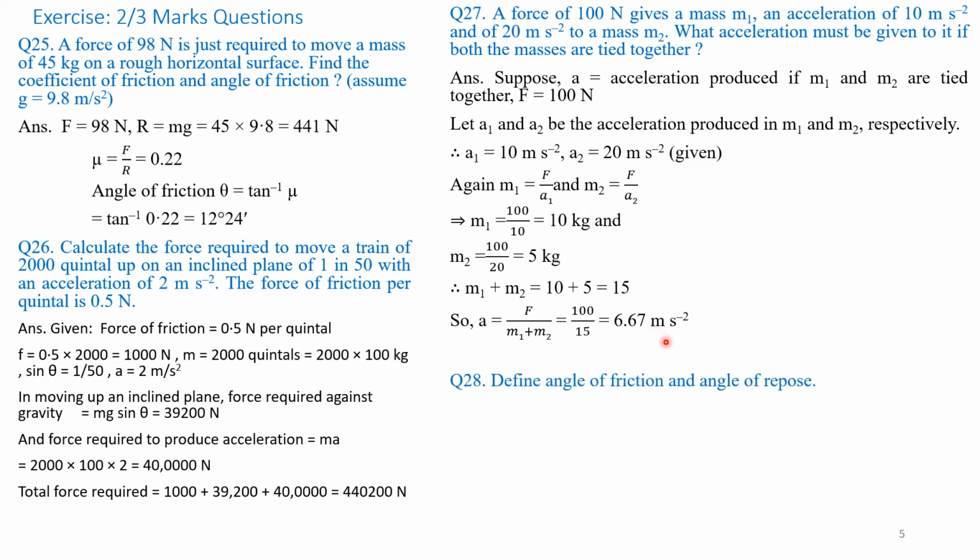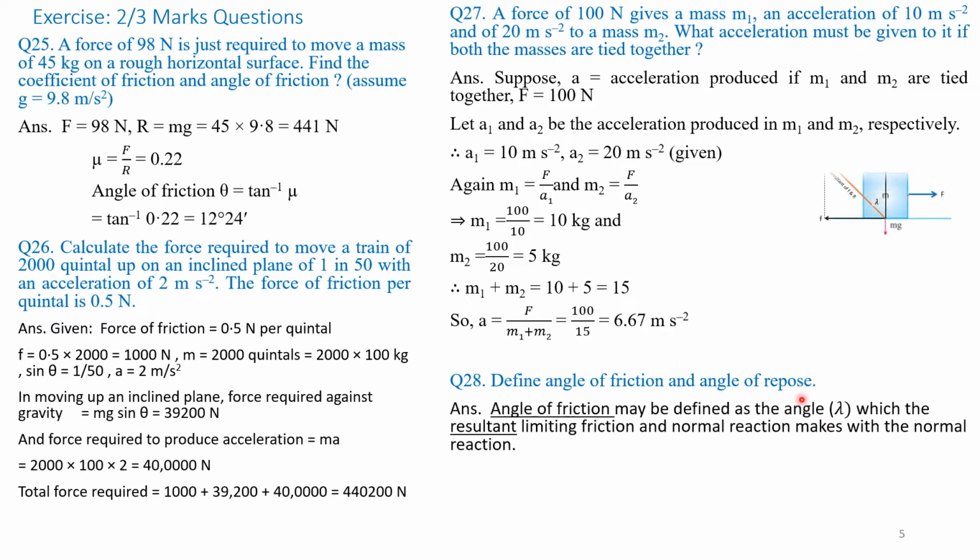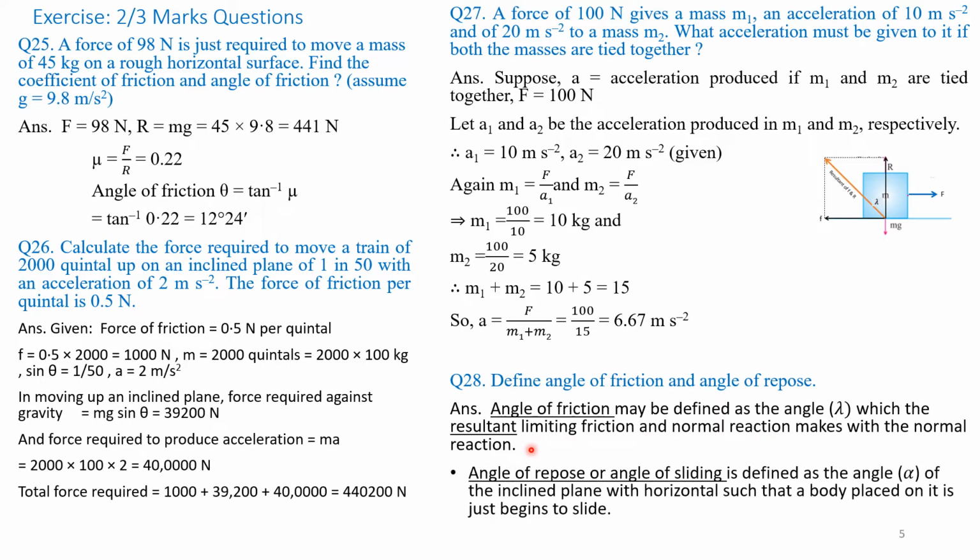Next question. Define angle of friction and angle of repose. Please see the figure here. Small f is the friction and R is the normal, and the resultant of R and small f is shown in red as shown in the diagram. So angle of friction may be defined as angle lambda here in the figure, which the resultant of limiting friction and normal reaction makes with the normal reaction.